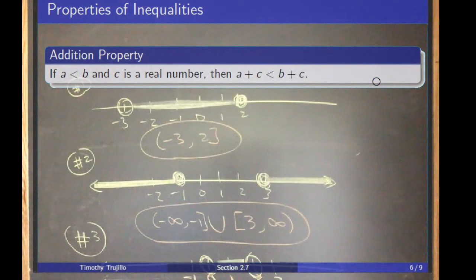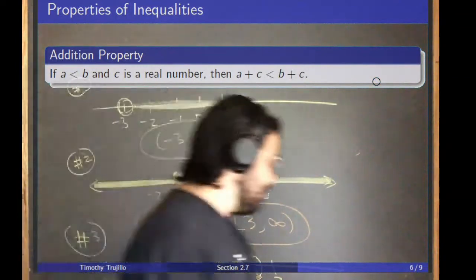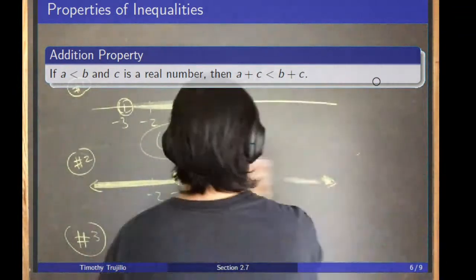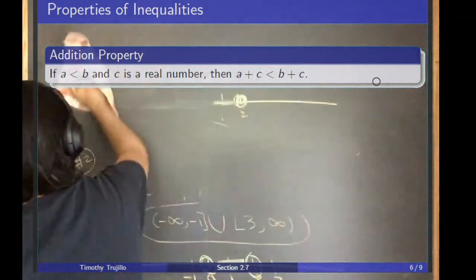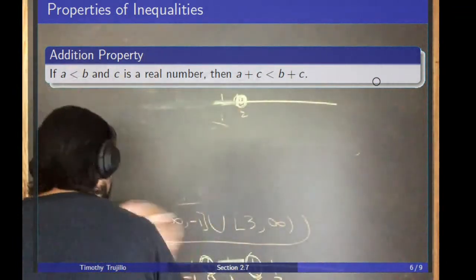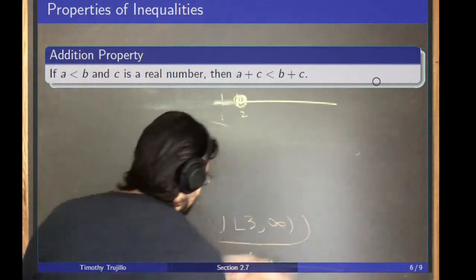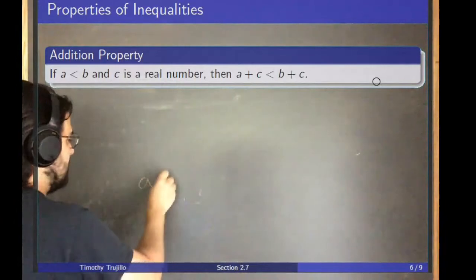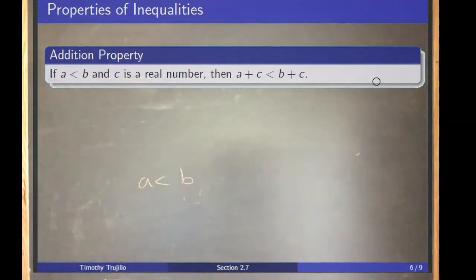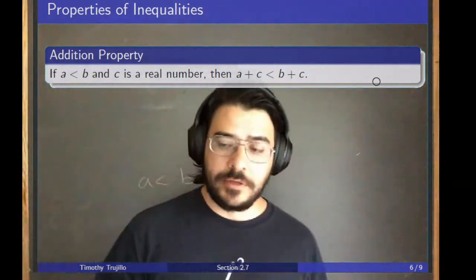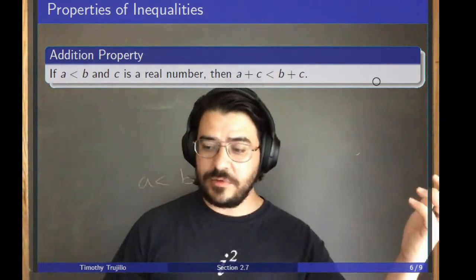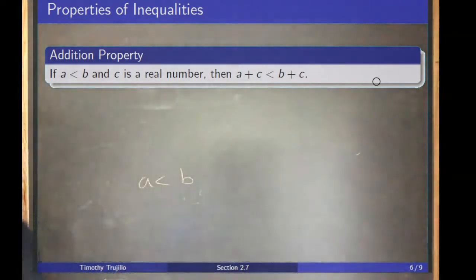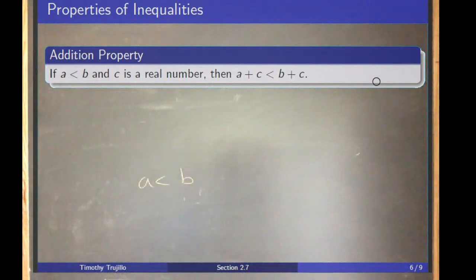Okay, so we need a few properties, and I want to sort of point out why these properties are true. The first one is that you can take an inequality like A is less than B, right? So you can take an inequality like A is less than B, and you can add whatever you would like to both sides of the inequality, right? So if you add C to the side with A, then you can add C to the side with B, and you get an inequality that still is true.